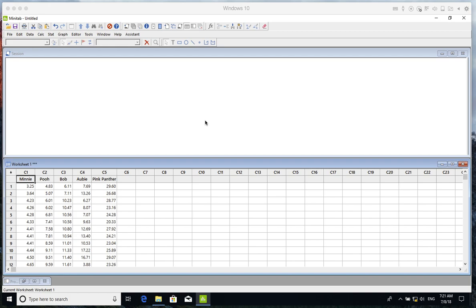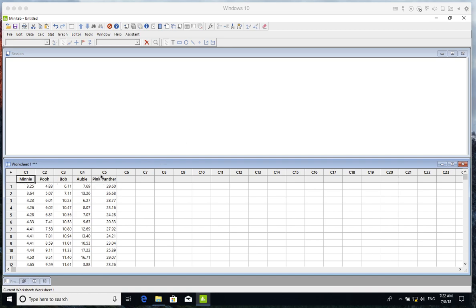Hello everyone, in this video we want to practice one way ANOVA. Basically in one way ANOVA we have different sample data, and based on those sample data we want to see if at least one of these population means is significantly different from the others. Basically our H naught will be equality of all population means.